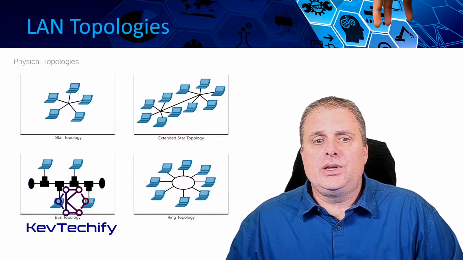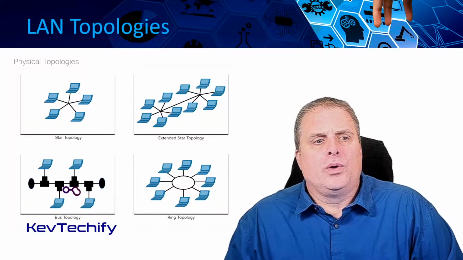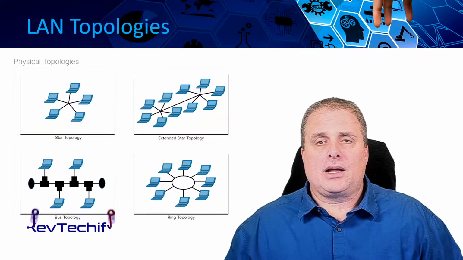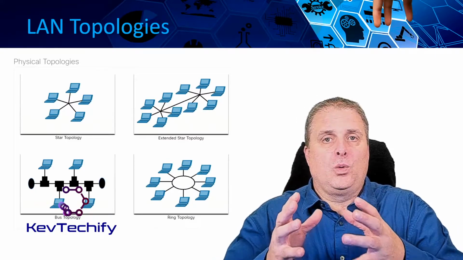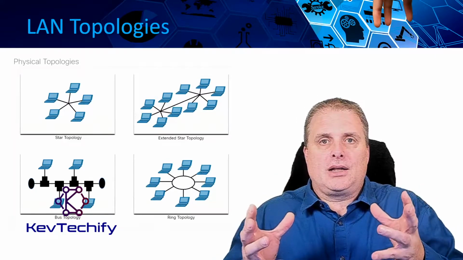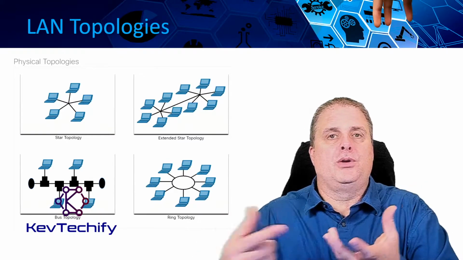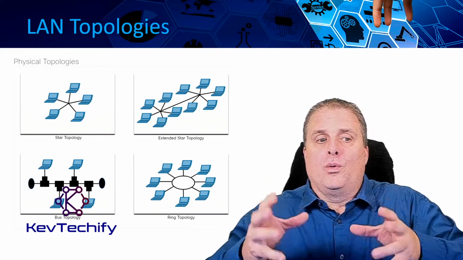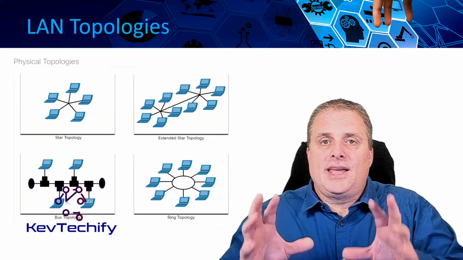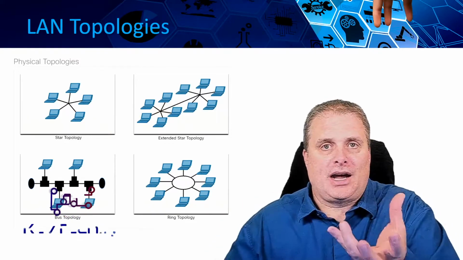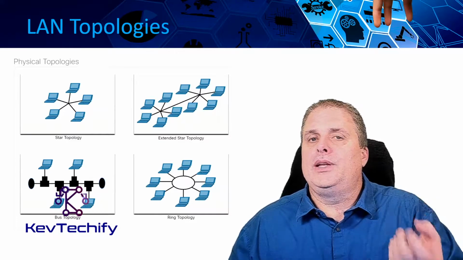LAN topologies, we do have several of them that we see quite a bit. Star topology is probably the main one that we see. The star topology is where you have a switch and you have all these computers plugged in. Now, when we talk about the star topology, that is the logical topology of how they're set out. They're probably not all set out that way.